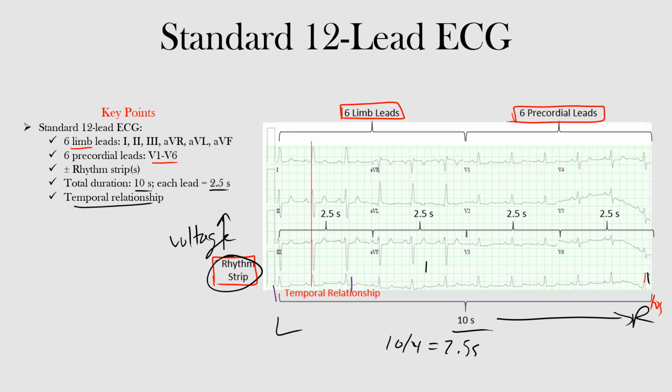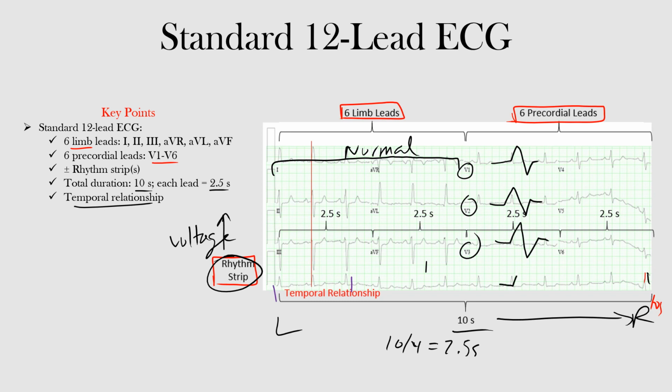So imagine that in these first two columns, so that means from here to here, everything is normal. Okay, now let's just say in this third column here, we have V1, V2, V3, we have these complexes that occur that are wide. Imagine that we have these wide complexes that are occurring, and they're also occurring down here in the rhythm strip, and then it goes back to something that's normal. So this third column here is represented as these wide complexes.